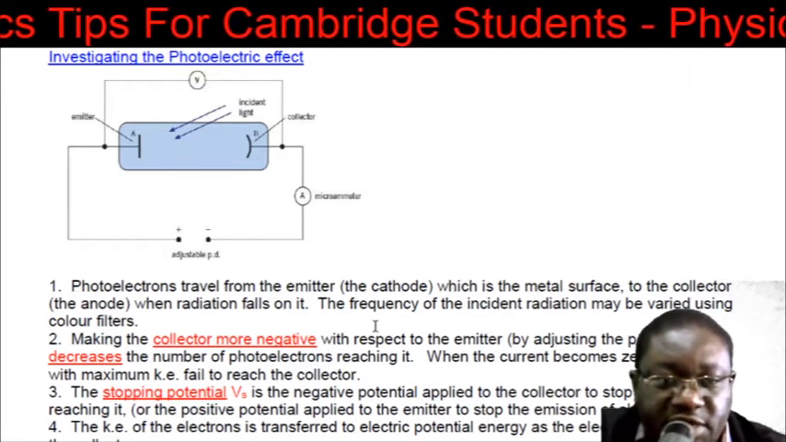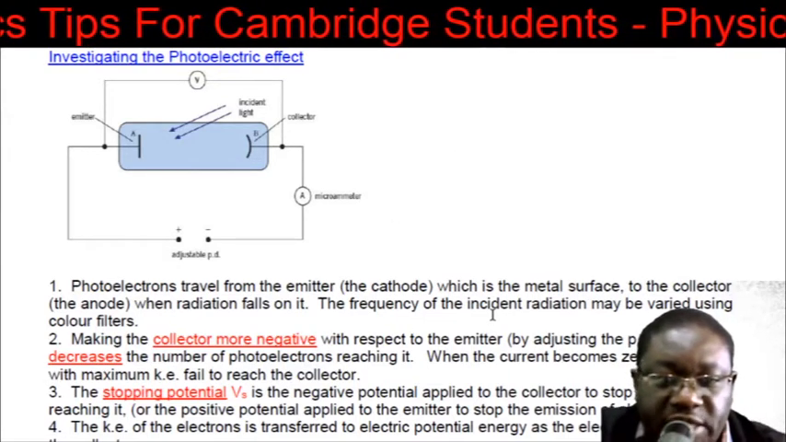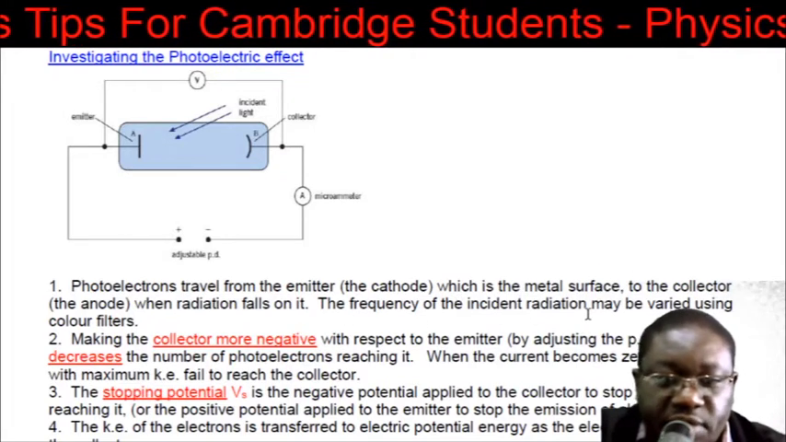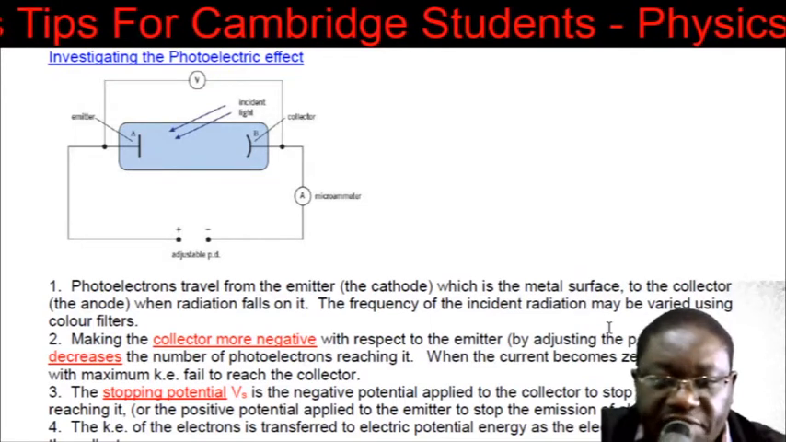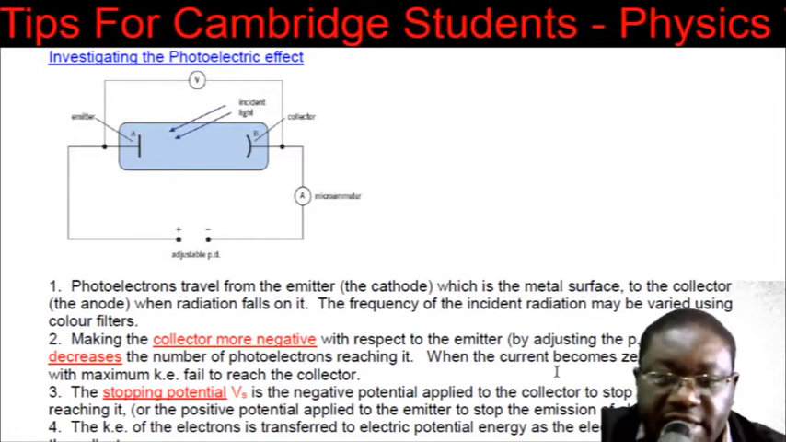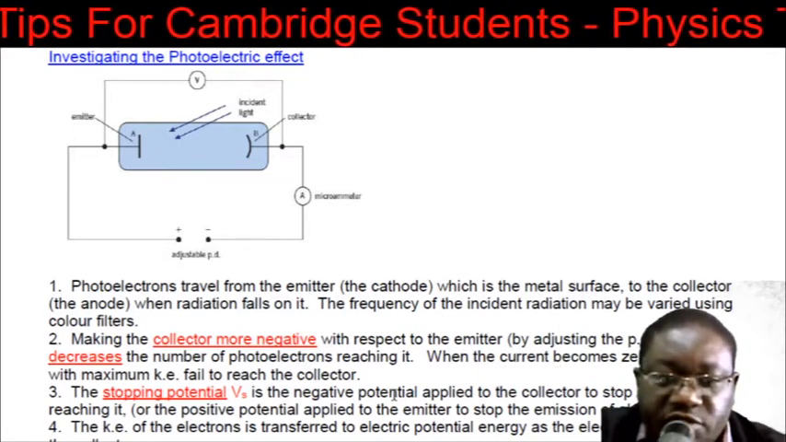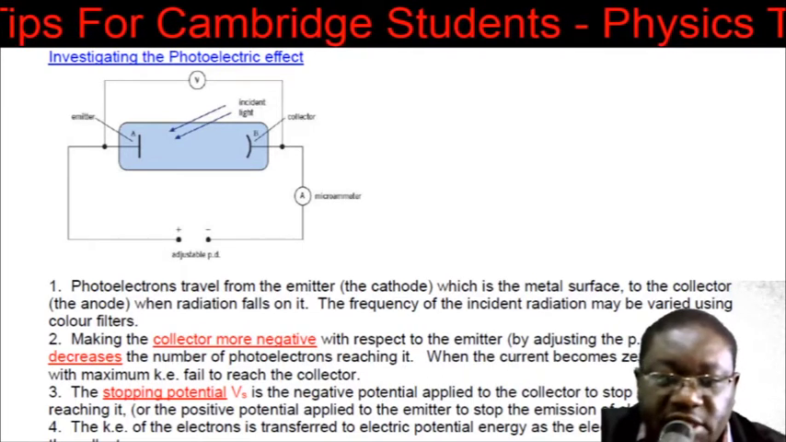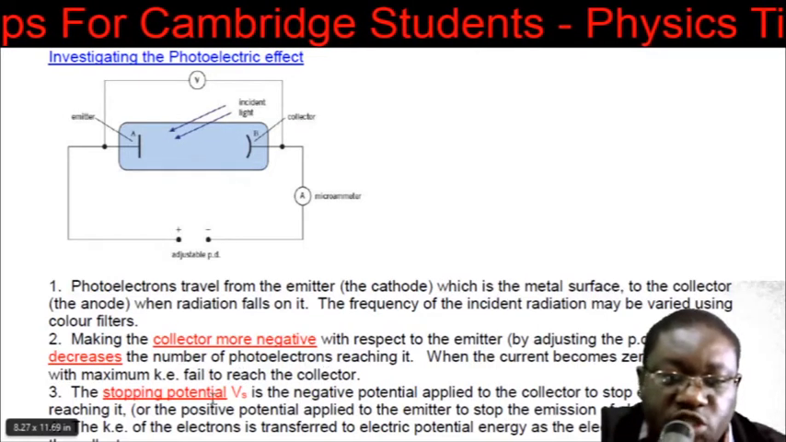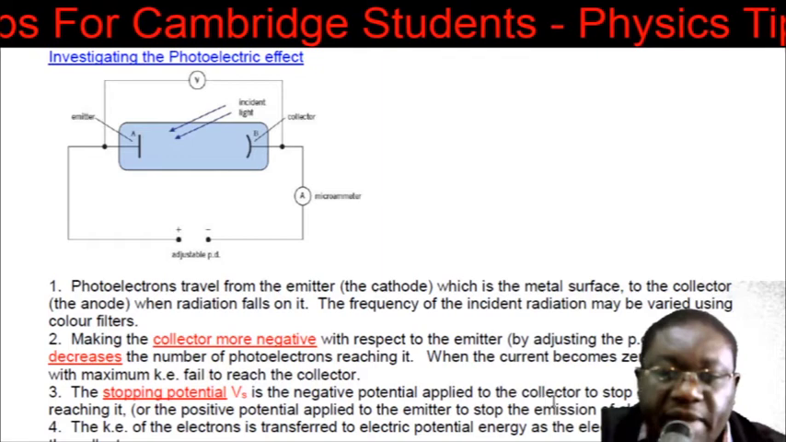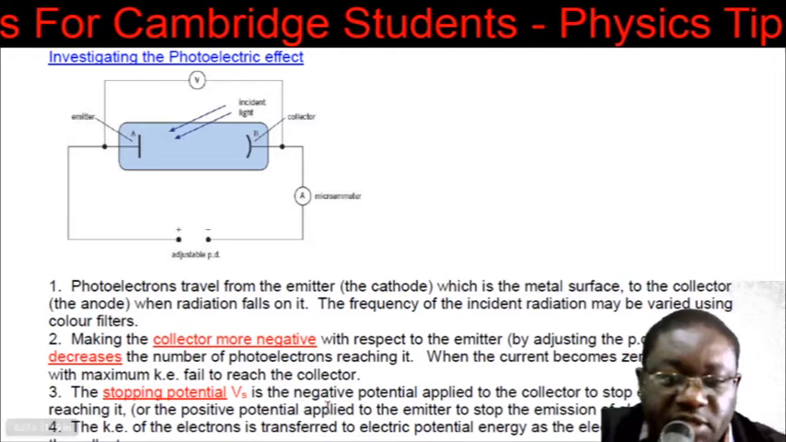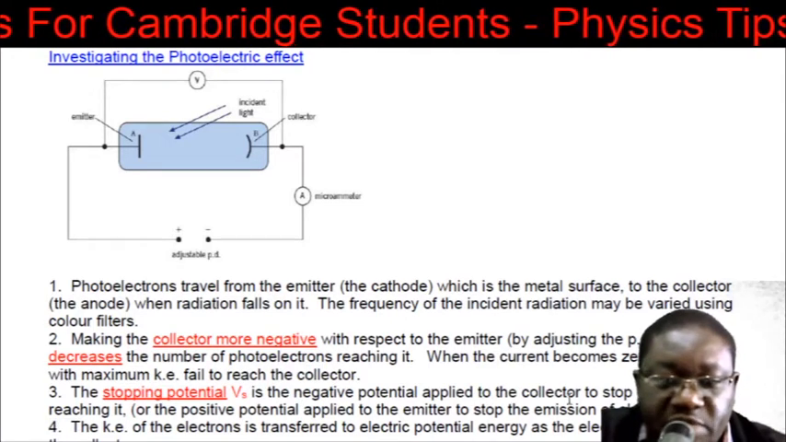So photoelectrons travel from the emitter, that is the cathode, which is the metal surface, to the collector, the anode, when radiation falls on it. The frequency of the incident radiation may be varied using color filters. Making the collector more negative with respect to the emitter by adjusting the PD decreases the number of photoelectrons reaching it. When the current becomes zero, electrons with maximum kinetic energy fail to reach the collector. So the stopping potential is the negative potential applied to the collector to stop electrons reaching it. Or you could say the positive potential applied to the emitter to stop the emission of the electrons.